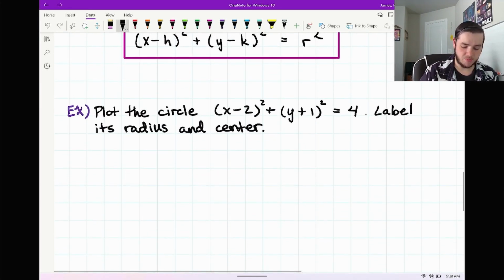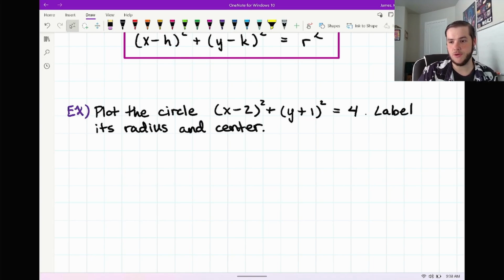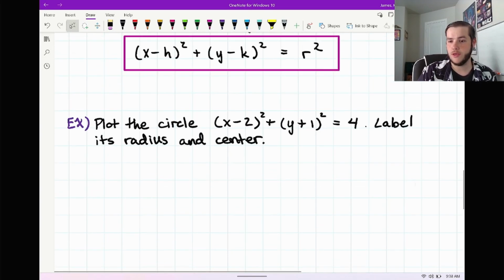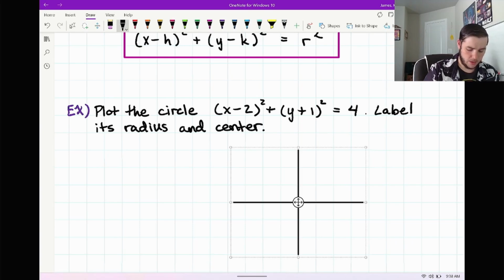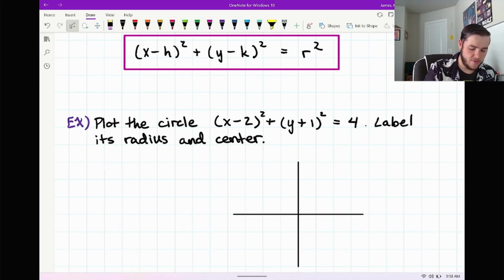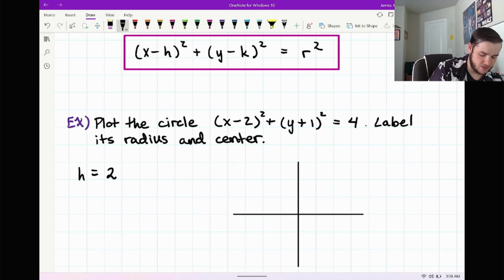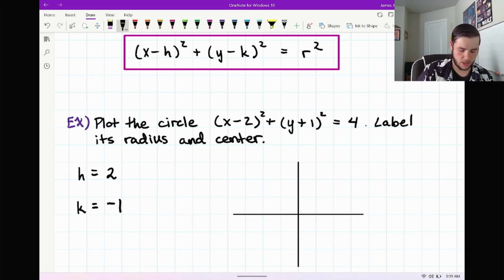For example, let's plot the circle x minus 2 squared plus y plus 1 squared equals 4, and label its radius and center. Well, first things first, I'll need a coordinate axis. Now, you'll notice in my formula, I have minus signs, right? So, the actual coordinates are going to be the opposite of what appears here. Here, h is positive 2, and k is negative 1. So the center of this circle is going to fall at 2, negative 1.